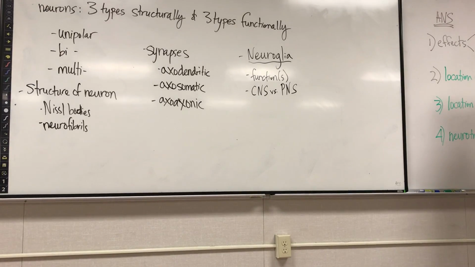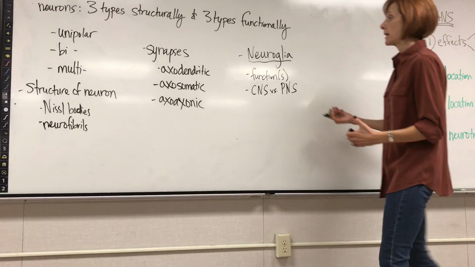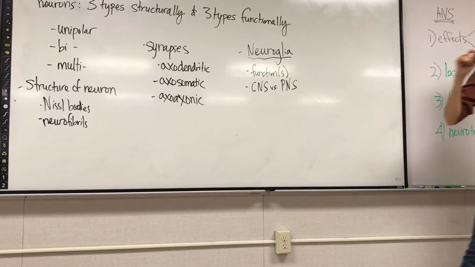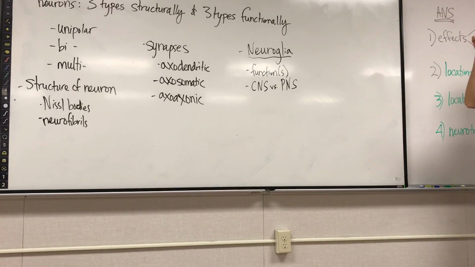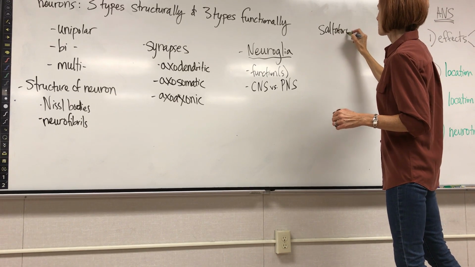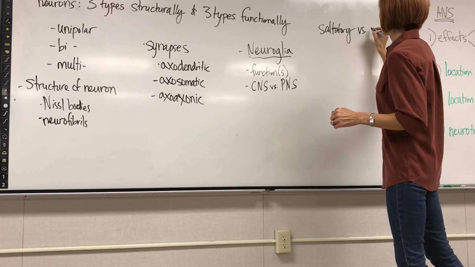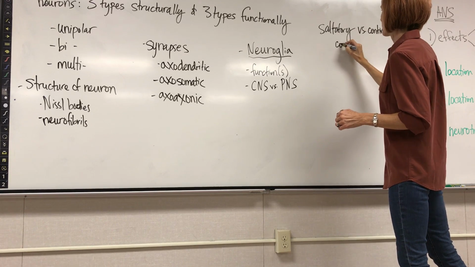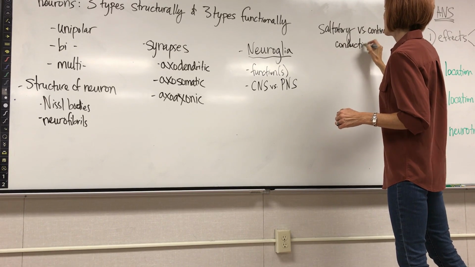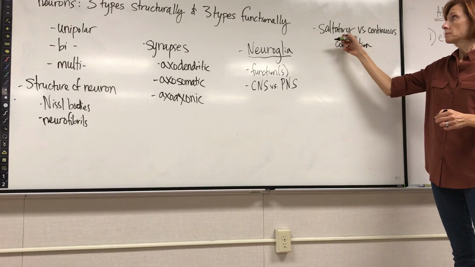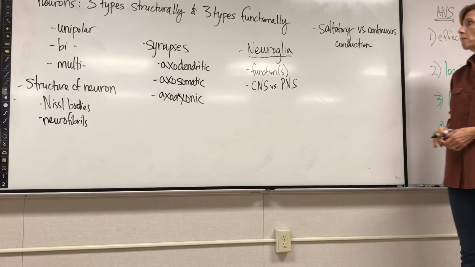Okay, and then we talked a little bit about the myelin sheath. We talked about the 2 types of conduction. What do we call that type of conduction we see in a myelinated axon? Saltatory. Saltatory, right. So saltatory versus continuous conduction. Which one of these is faster? Saltatory. Saltatory, right.